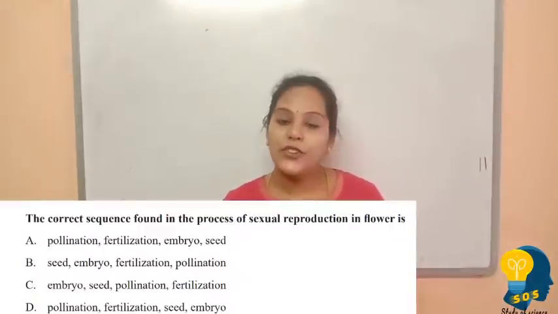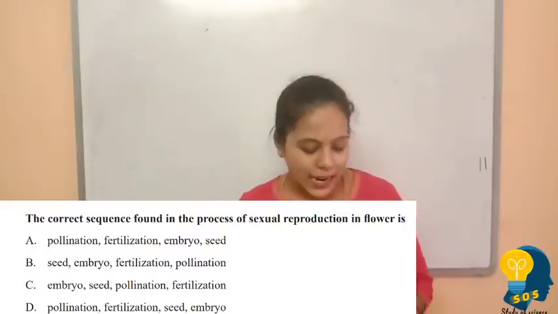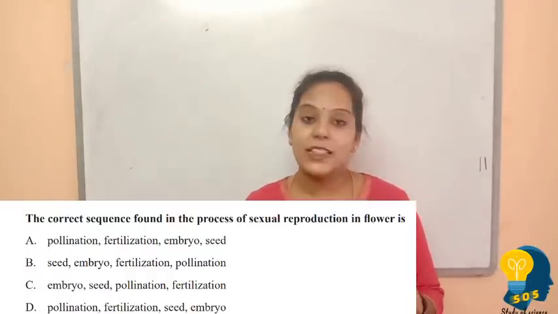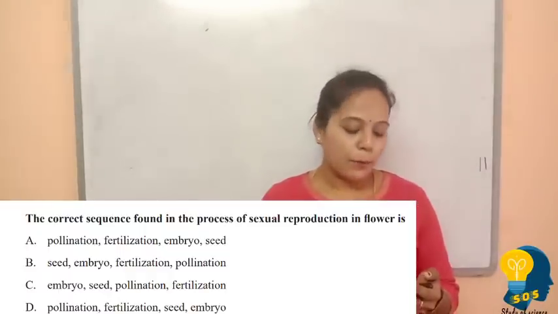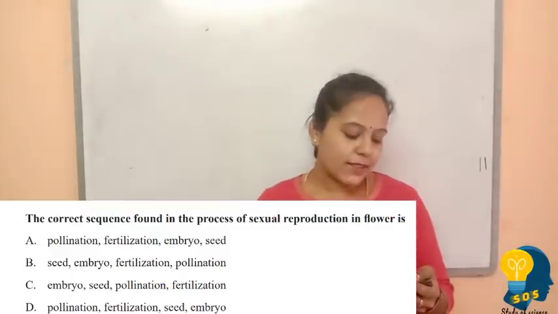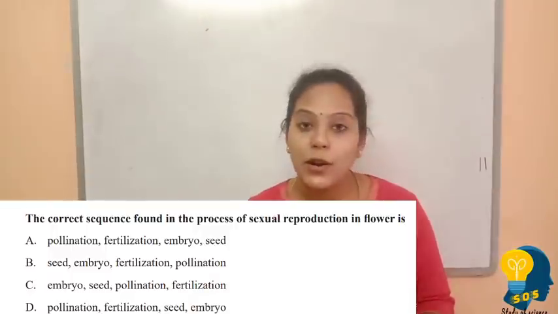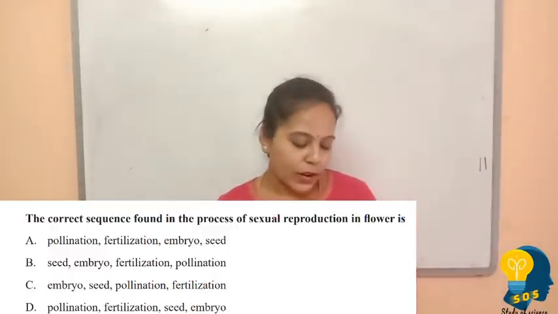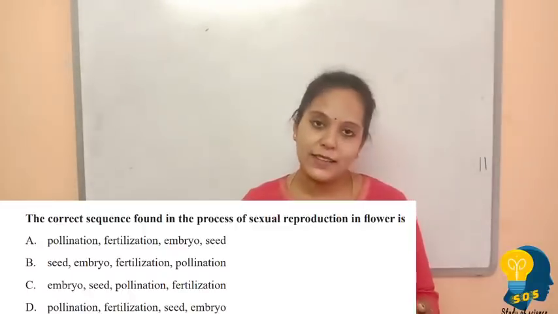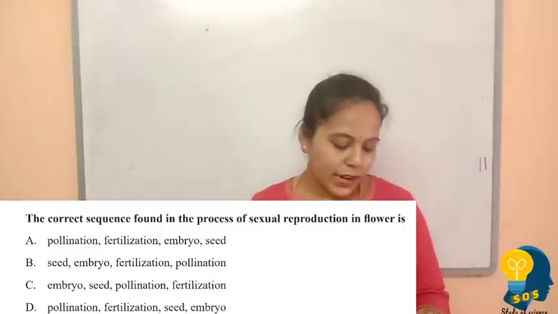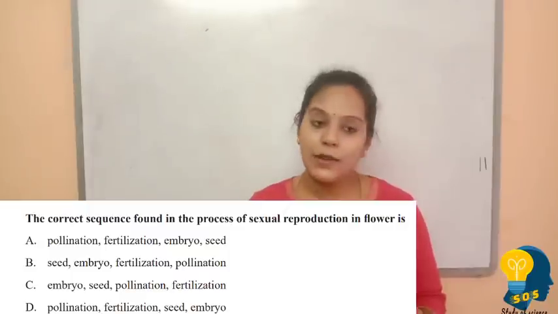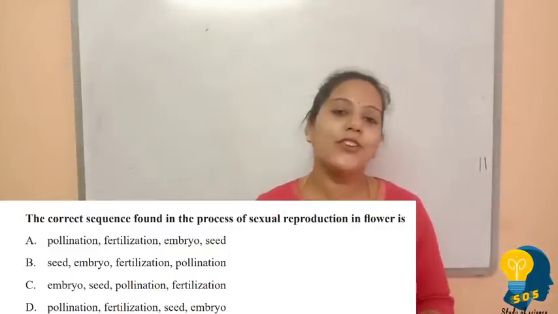So the next question, the options will be displayed on the screen. See, the correct sequence found in the process of sexual reproduction in the flower is: option A, pollination, fertilization, embryo and seed. Option B, seed, embryo, fertilization and pollination. Option C, embryo, seed, pollination, fertilization. And option D, pollination, fertilization, seed and embryo. You have to write the correct sequence. What will happen in the process of sexual reproduction?